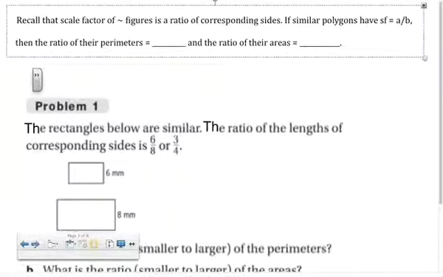A little bit of vocabulary we need to refresh our memory on. Remember from a couple of chapters ago that when we have similar figures, they have a scale factor, and their scale factor is just a fraction. It's a comparison of their size. All right, so let's consider these two squares.